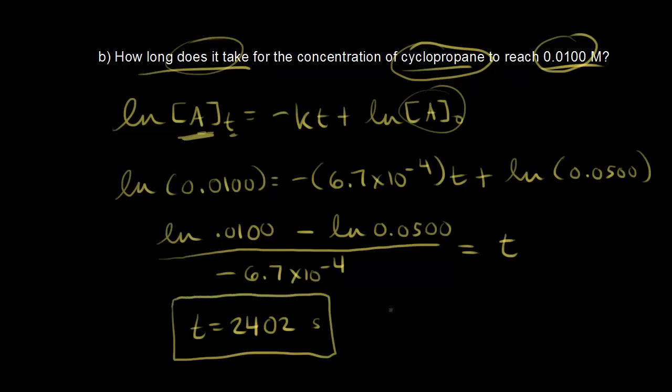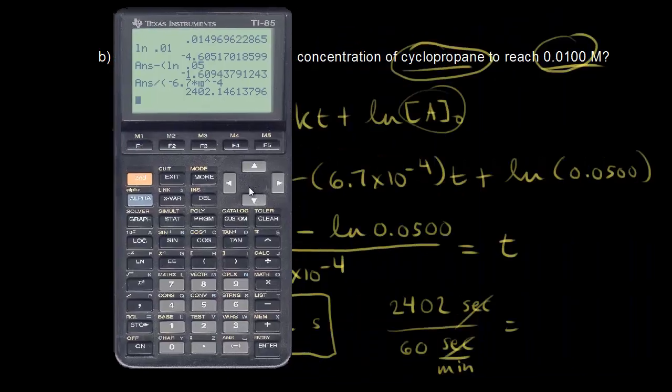So how many minutes is that? Well, 2,402 seconds. If we divide by a conversion factor, this would be 60 seconds in every minute. All right, so seconds would cancel out. We get 1 over minutes, and so that gives us minutes, of course. And so we could do that really quickly on the calculator, or you could do that in your head. I'll go ahead and do it on the calculator just to show you.